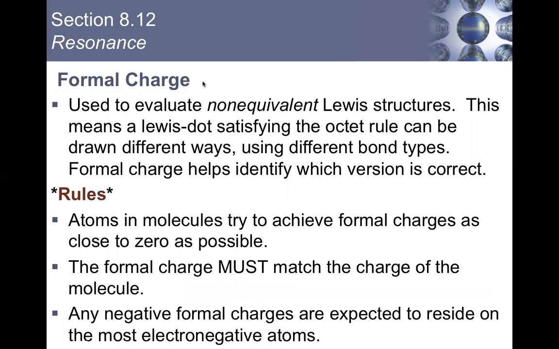And so we use something called formal charge. Formal charge helps us determine which non-equivalent structure is the better structure, which one's the better Lewis dot for it. You still have to satisfy the octet rule, but we have to find the formal charge. I'm going to show you 2 ways of doing it. One way you won't find in a textbook ever. One way you will find in a textbook.